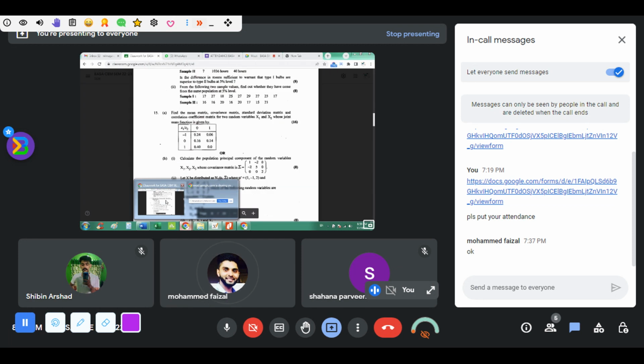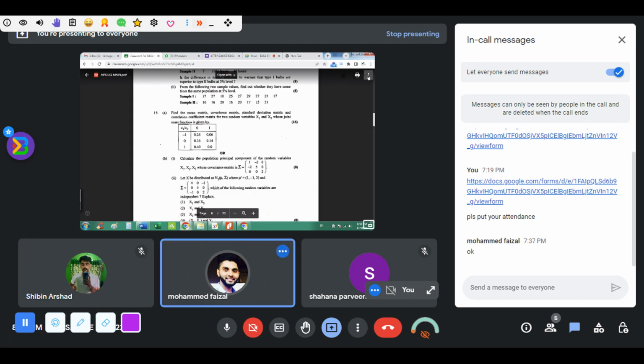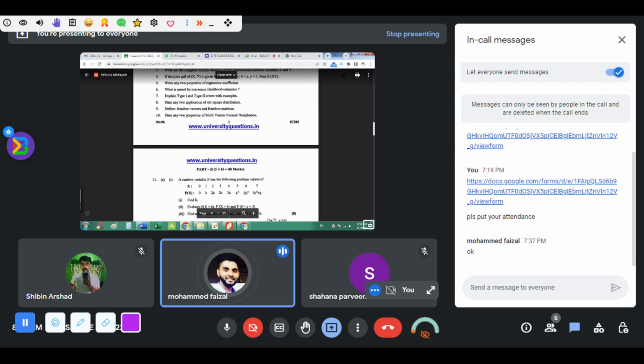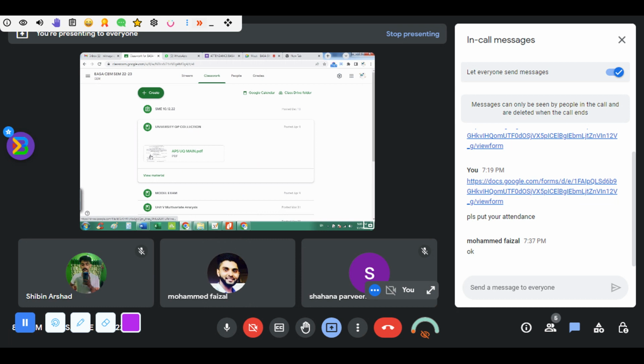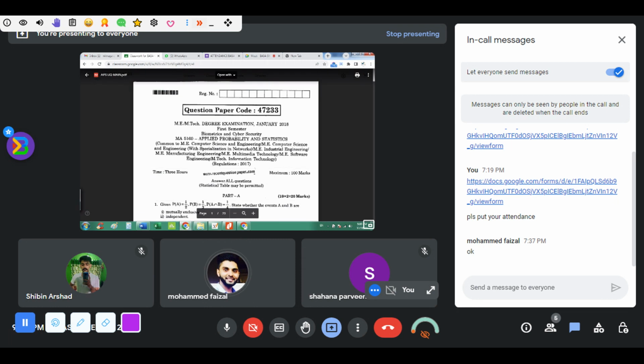Please check your Google Classroom, otherwise it's not possible. This question paper is there. Again, it depends on random variable and random vector. Set any two properties. The ninth question, random vector and random matrix, is completed today. And also, what is the answer of this one?